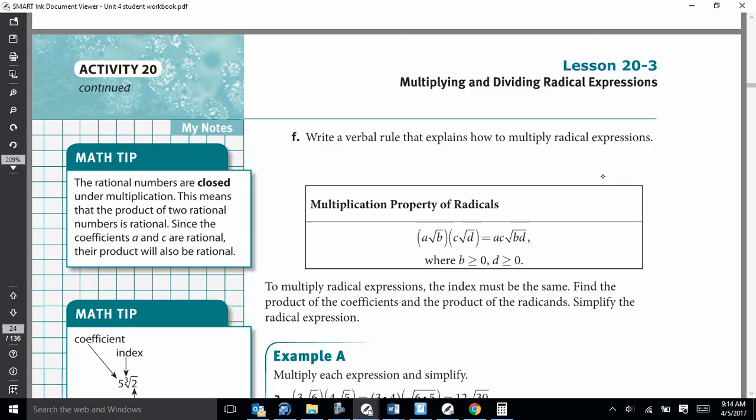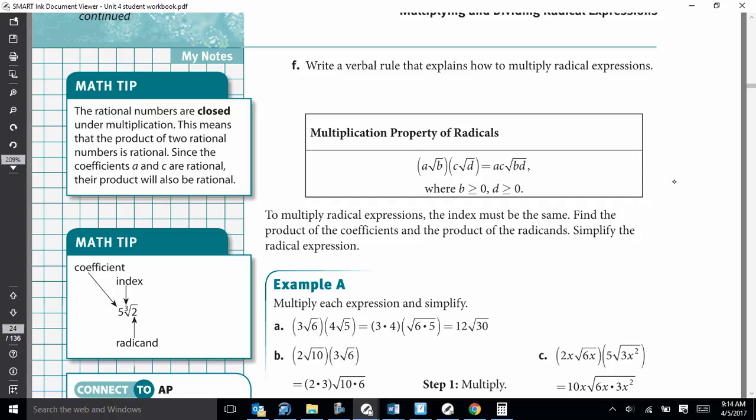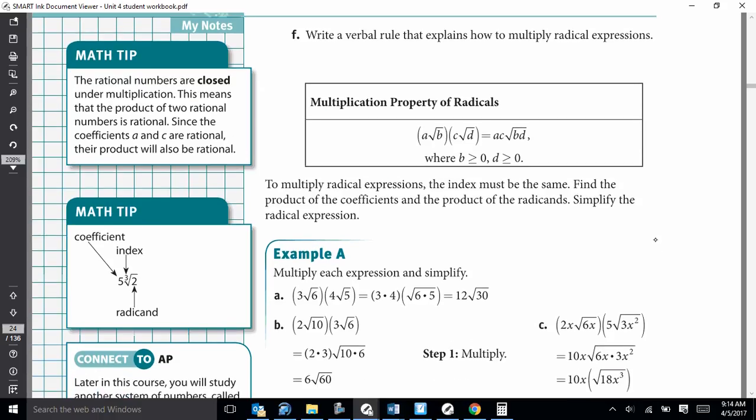So write a verbal rule that explains how to multiply radical expressions. Here is the property. So we have a times the square root of b times c times the square root of d. You take the numbers in front of the radicals, you multiply those together, and then the numbers inside the radicals you put inside. So we could read it as ac times the square root of bd. And this will work as long as b and d are greater than or equal to 0. We'll get into what happens if you have a negative inside the square root later, but right now your calculator does not like that, and it gives you an error message, right?